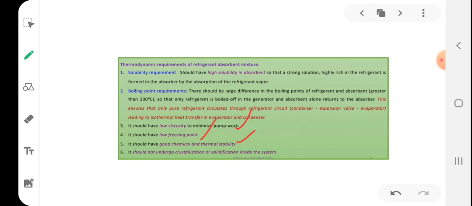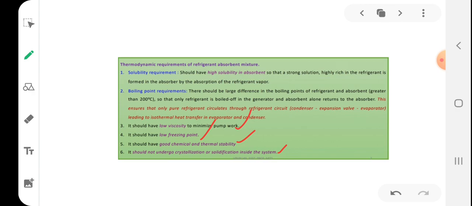the system fails. And finally, it should not undergo crystallization or solidification inside the system. That is obvious. If it is getting solidified, the system gets blocked and the pipeline gets blocked. There will be choking and all. So these are the basic thermodynamic requirements for a refrigerant absorbent mixture.